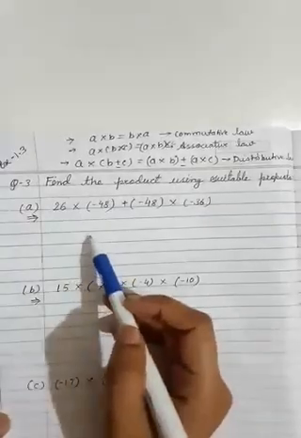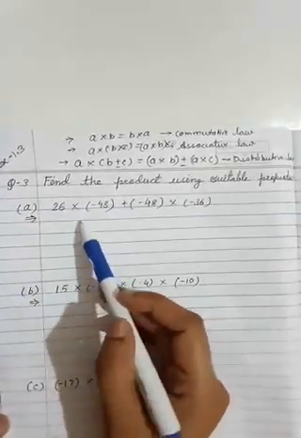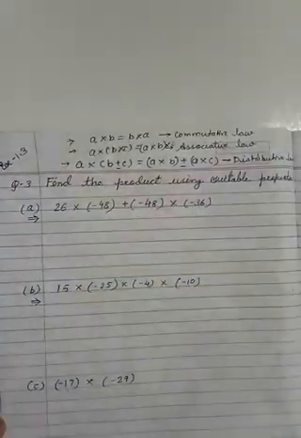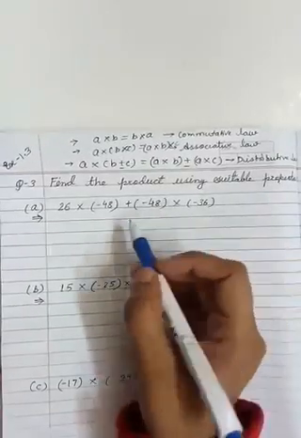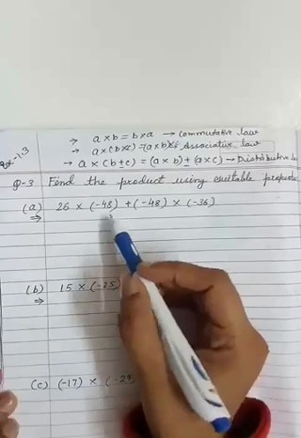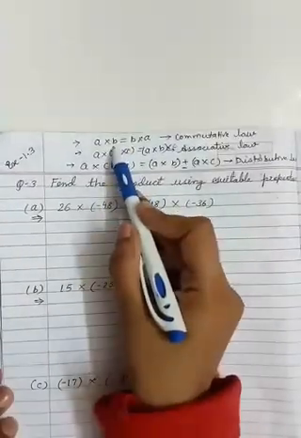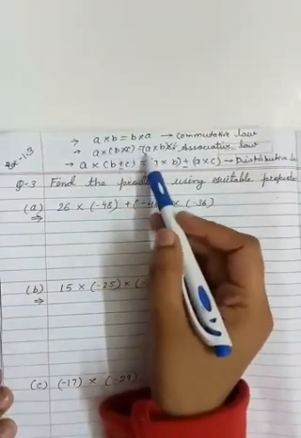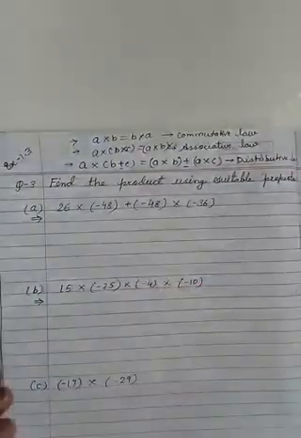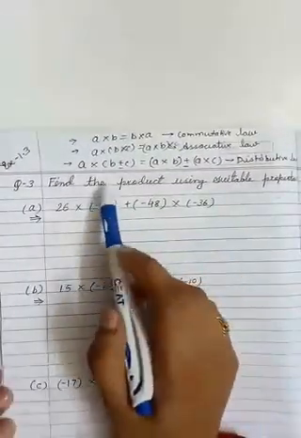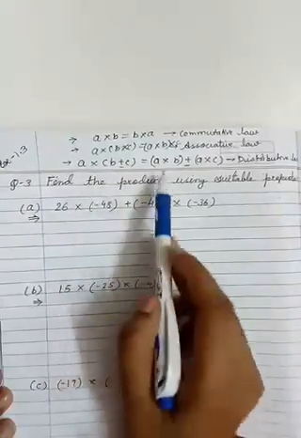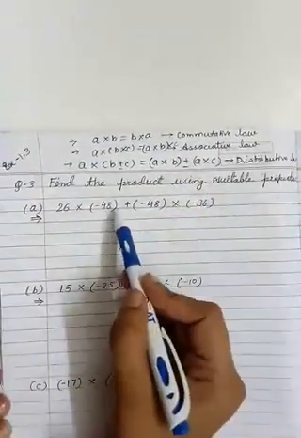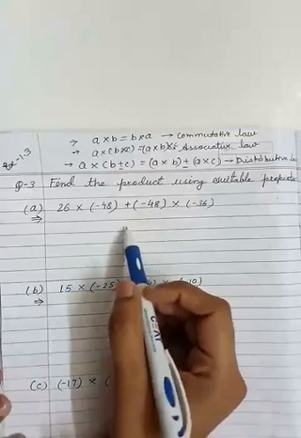Now we have this: 26 into minus 48 plus minus 48 into minus 36. We have to recognize which property we can use here. You can see that A into B has no use here. Then A into B into C means groups are there, so there is no need of grouping here also. And third property, you can see that A into (B plus C) is not there, but on the right hand side you can see A into B plus A into C. So for this property, firstly you have to arrange these numbers.